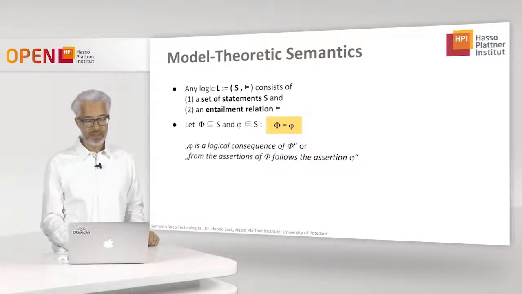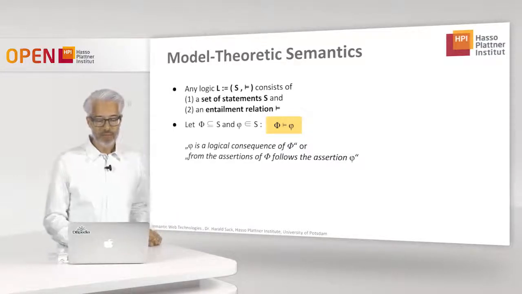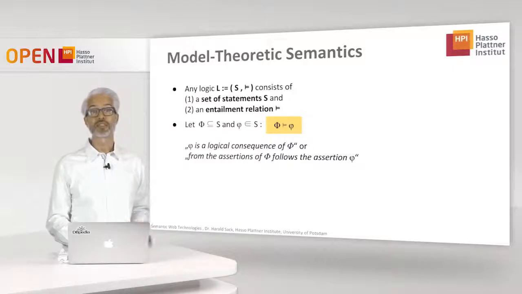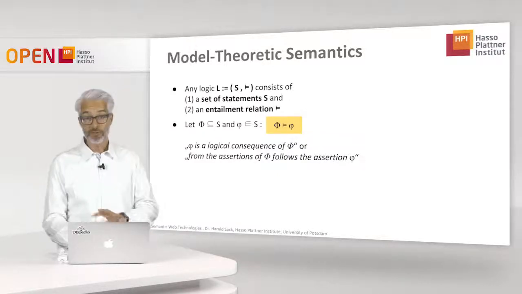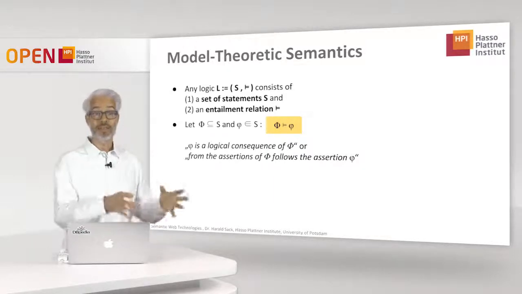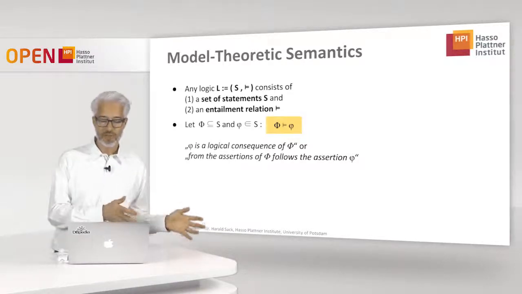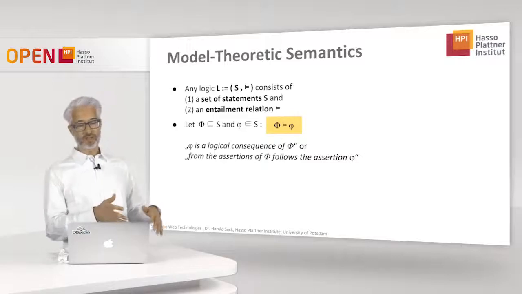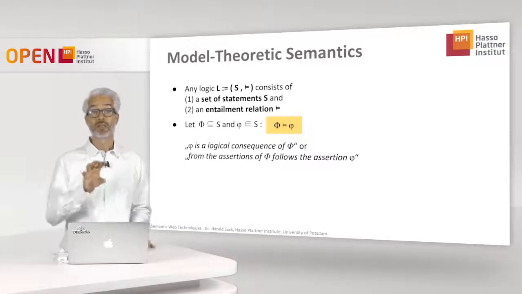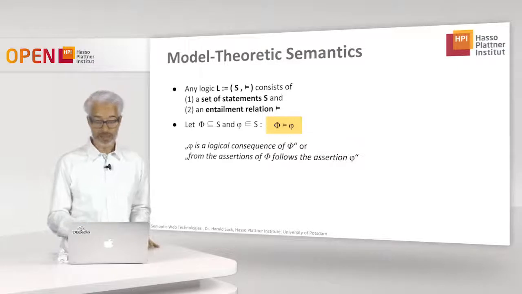So, for example, if we have here capital Phi, which is a subset of our statements S, and we have small phi, which is an element of S, so which is a statement, then we can say small phi can be deduced or entailed from the set capital Phi. So small phi is a logical consequence of capital Phi, or from the assertions of capital Phi follows the assertion small phi. This is what the entailment relation says or can say. So therefore is it used.